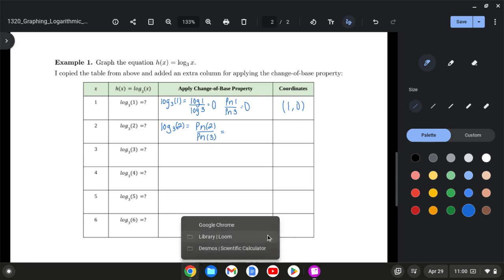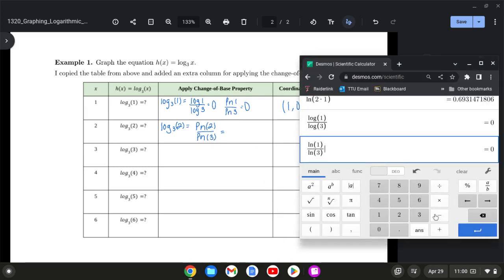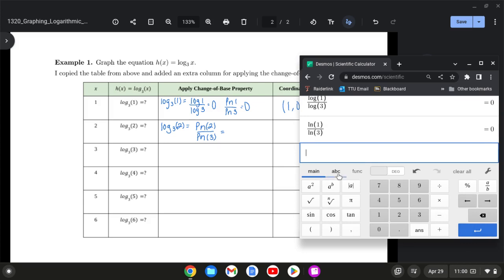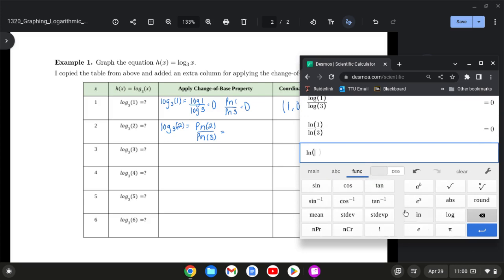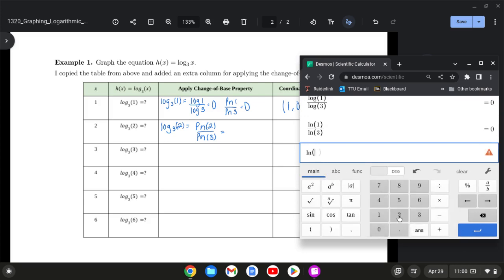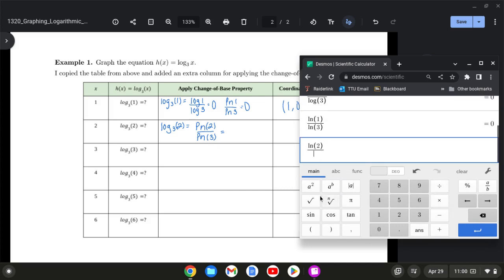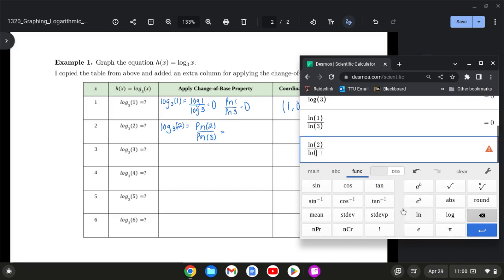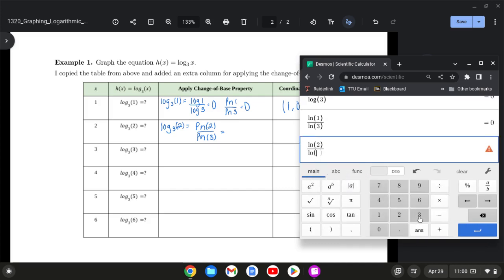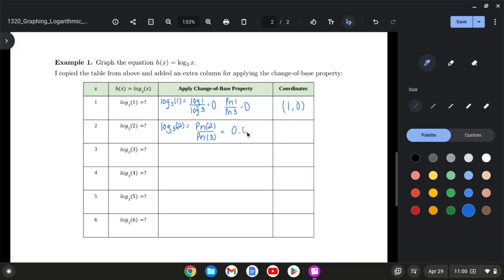And I'll do this one more time using my scientific calculator. So we are going to have the natural log of 2 divided by the natural log of 3, and we get approximately 0.63. So now our coordinate is going to be (2, 0.63).